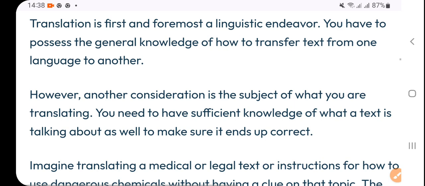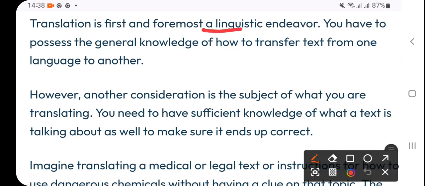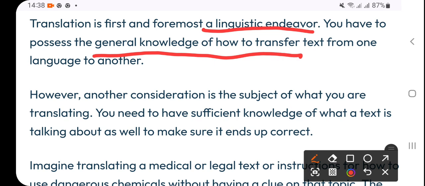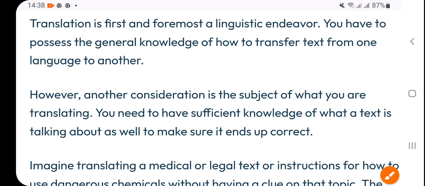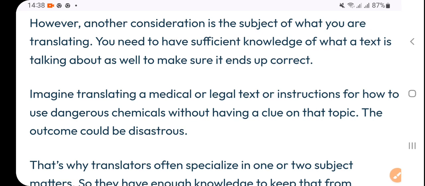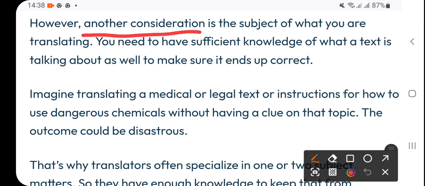Translation is first and foremost a linguistic endeavor. That is, no doubt, a linguistic endeavor, no? You have to have knowledge of both the languages. You have to possess the general knowledge of how to transfer text from one language to another, so that is very important in translation. However, another consideration is the subject of what you are translating.